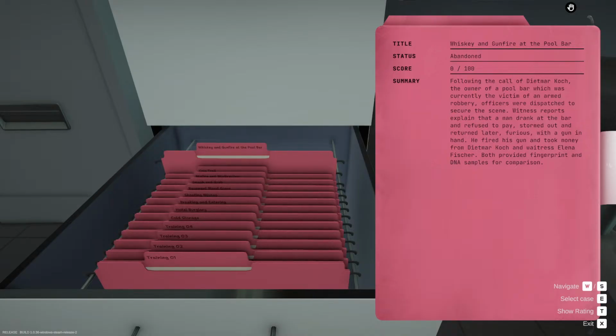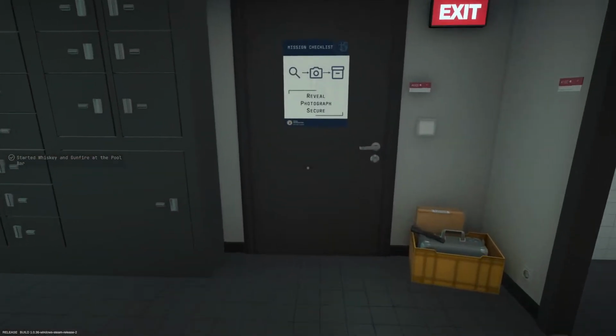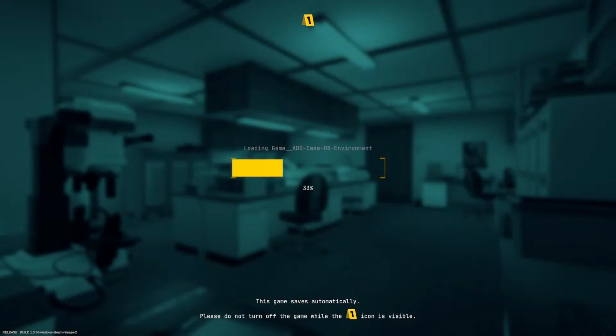Dietmar? I don't know. I'll call him Koch. How about that? From Koch and waitress Elena. Both provided fingerprints and DNA samples for comparison. Okay, that's good. So we'll take that case. We'll head on out. See what kind of mess they've made.